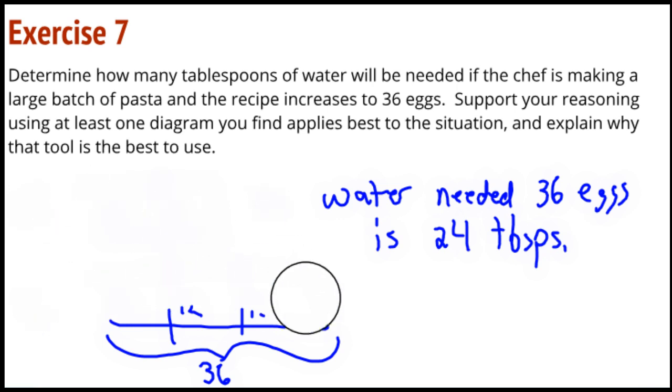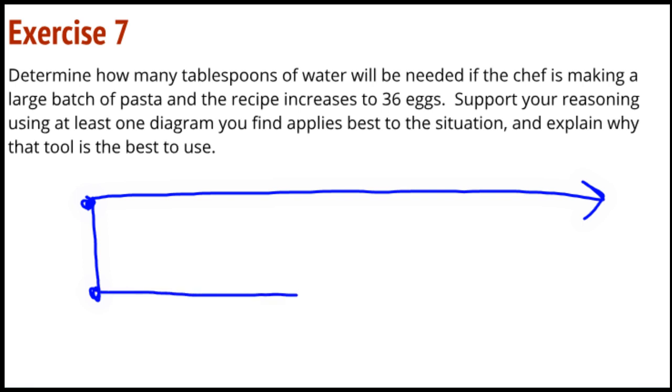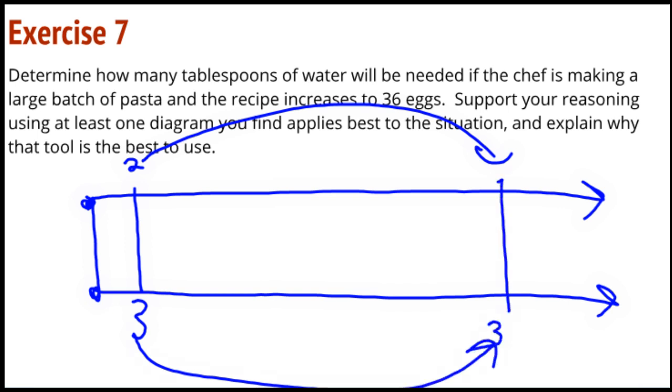I could also use a double number line. And I've got 2 to 3. And I could certainly, and this is an awful lot just like tables of equivalent ratios, I can do some multiplication here. I can say, hey, I'm going to multiply by 12 and get 36 eggs. And so because I multiplied by 12 here, I'll multiply by 12 here and get 24 tablespoons of water.